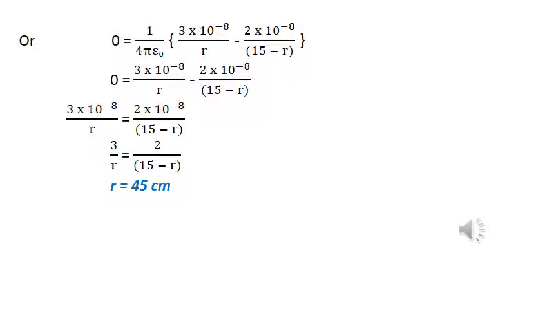So, at a distance of 45 centimeter from charge Q1, the potential of the system of the 2 point charges will be equal to 0. Also, we can see that this point will not lie in between the 2 point charges on the line joining the charges, but it will be away from Q1 and Q2 on the line joining the two charges from the charge Q1.